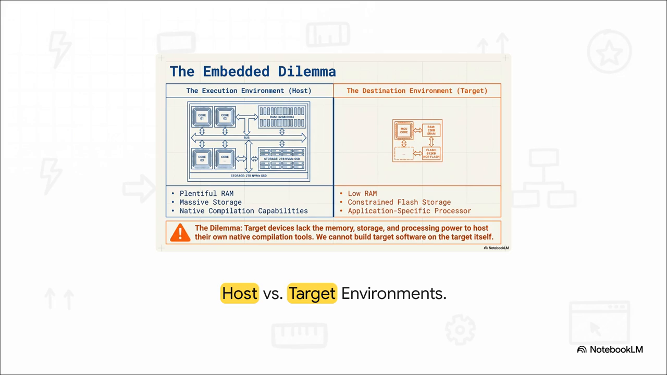Before we actually start the race, we kind of need to understand the track conditions, right? We need to know why bringing up an embedded Linux system requires such a specialized multi-stage sequence in the first place. We'll just compare a typical host environment to a target IoT device. Host machines? They have massive storage, tons of RAM, and native compilation capabilities. But our target devices are highly resource-constrained. We're talking low RAM, tiny flash storage. They literally lack the power to host their own native compilation tools. And because we can't build target software on the target itself, we have to rely on cross-compilation. And that necessitates this carefully staged boot sequence to bring the compiled system to life from absolute scratch.